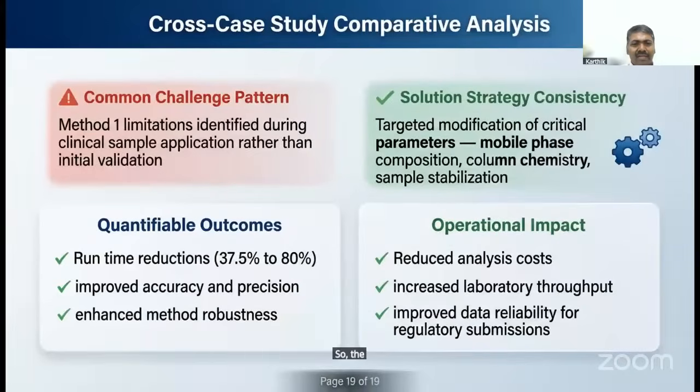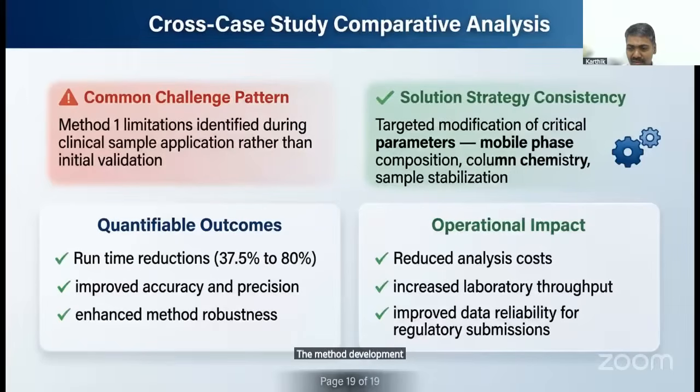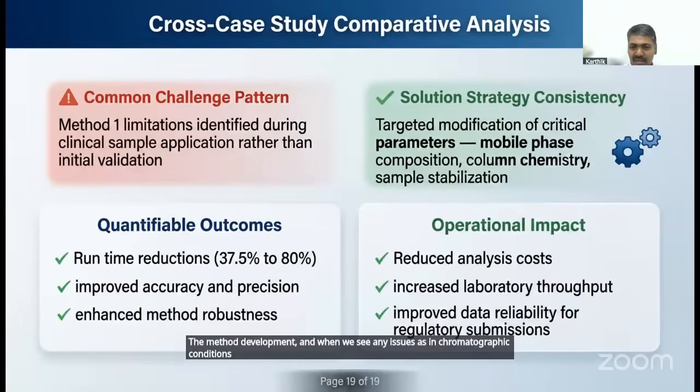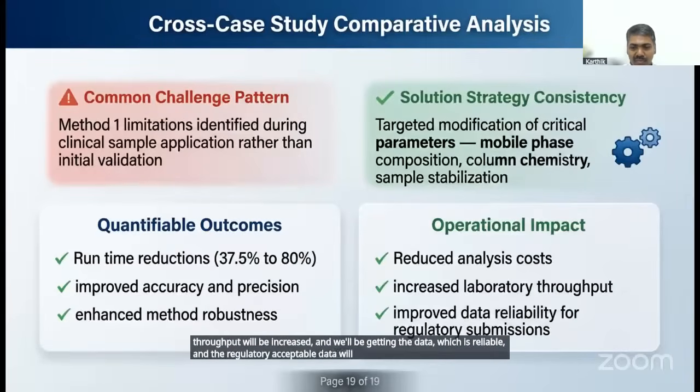So the common challenge patterns in method one are all related to the mobile phase, column chemistry and sample stabilization. These three parts are what we have to go through during method development, when we see any issues in chromatographic conditions. When these three changes are made, the runtime can be reduced, method robustness will be increased, cost will be reduced, and throughput will be increased. We will get reliable, regulatory acceptable data, which will give the regulators more confidence in the data we are submitting.